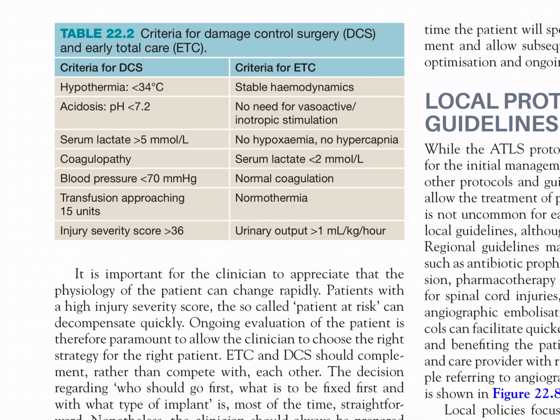The criteria for DCS include hypothermia less than 34 degrees Celsius, acidosis with a pH less than 7.2, serum lactate more than 5 millimole per liter, coagulopathy, blood pressure less than 70 mmHg, transfusion approaching 15 units, and a severe injury severity score of more than 36. These suggest that the patient is hemodynamically not stable, therefore we have to go forward with damage control surgery.